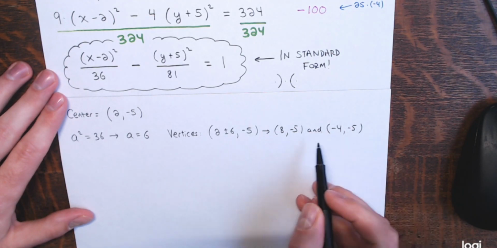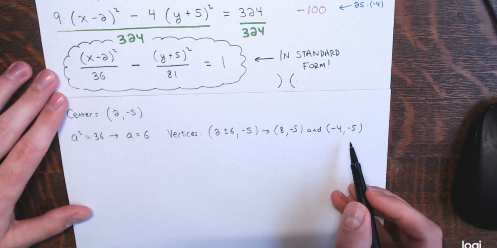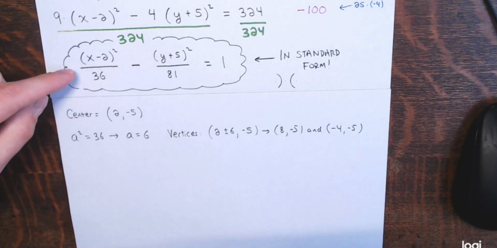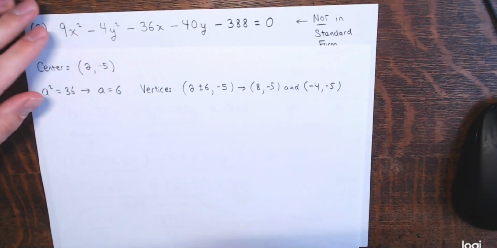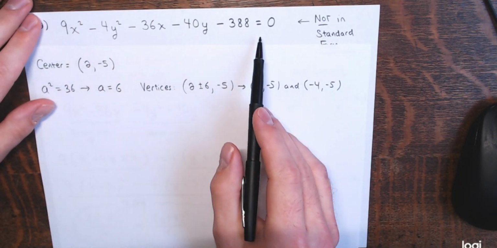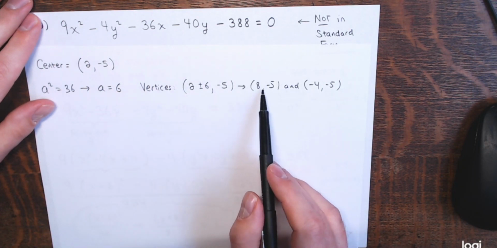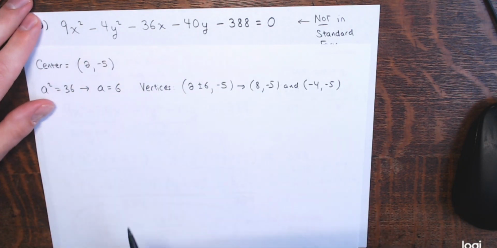And these should be solutions, right? Remember, the vertices are solutions of the equation. You go to this equation in standard form, or even if you went back to the original equation, that weird one, the way it was originally given to us, put in these coordinates, and it should make the equation true.